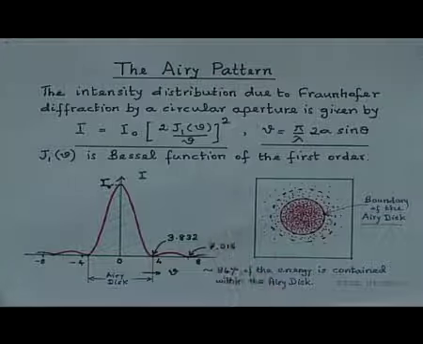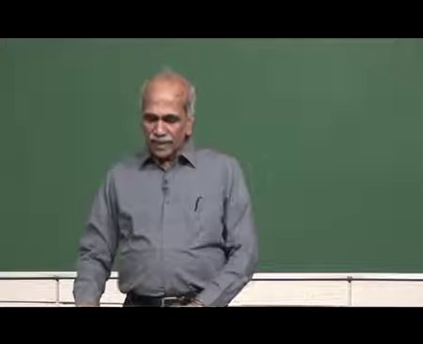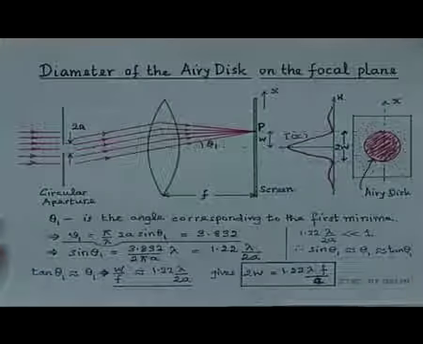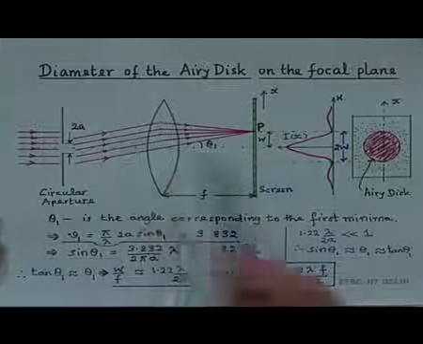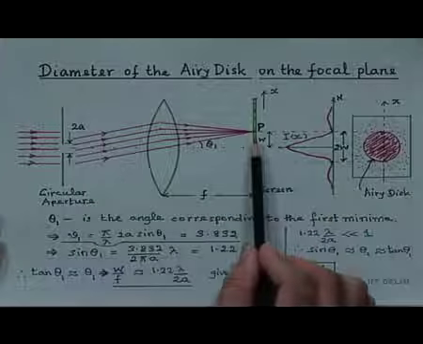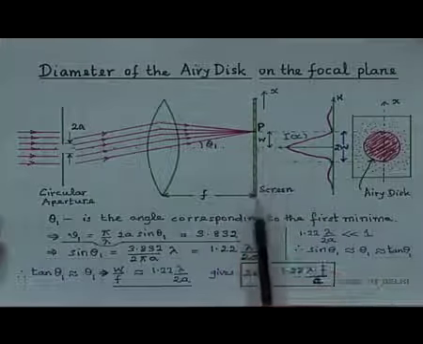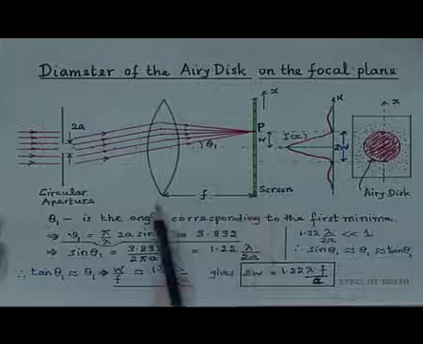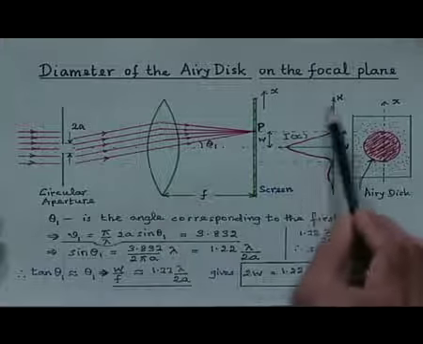We have discussed this. Now, today we take it further and see what is the diameter of the Airy disk, because in a laboratory setup we observe the diffraction pattern on the focal plane of a lens. We want to estimate the diameter of the Airy disk on the focal plane. That is why the screen is placed at a distance f from the lens, and here is the intensity distribution which we have.